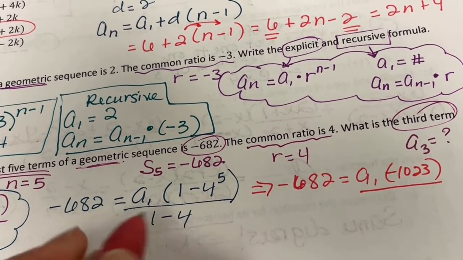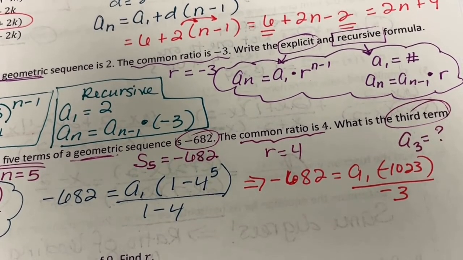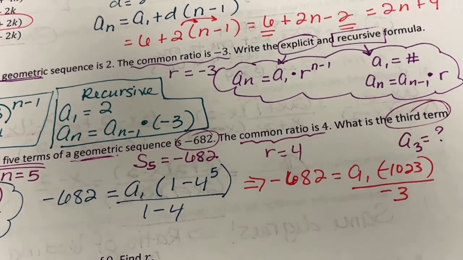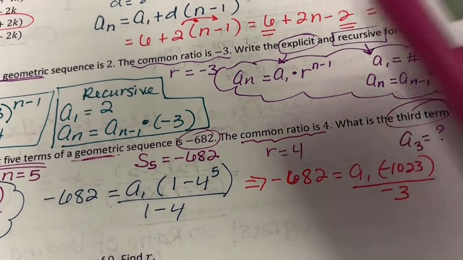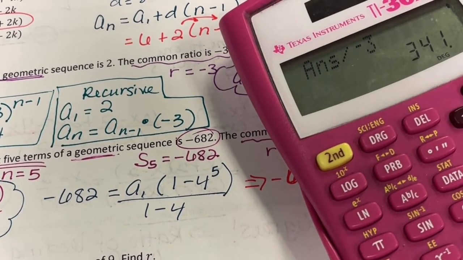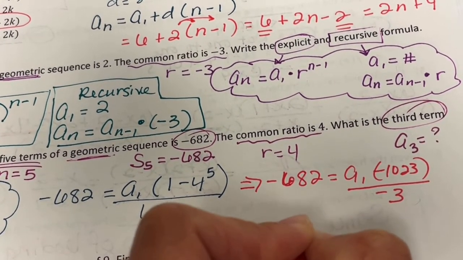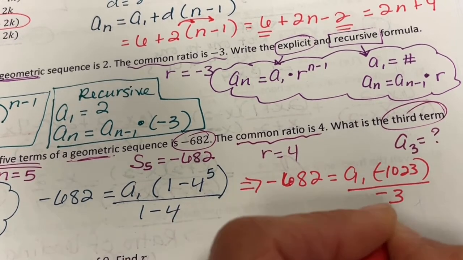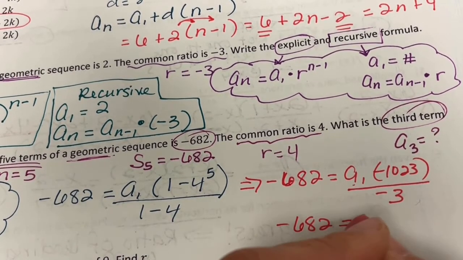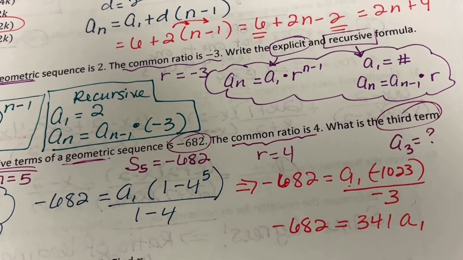All over 1 minus 4 is negative 3. Now we can multiply that negative 3 to both sides to get rid of it, or we can just do the division right here. Negative 1023 divided by negative 3 is positive 341. So we'll get negative 682 equals A1 times 341.